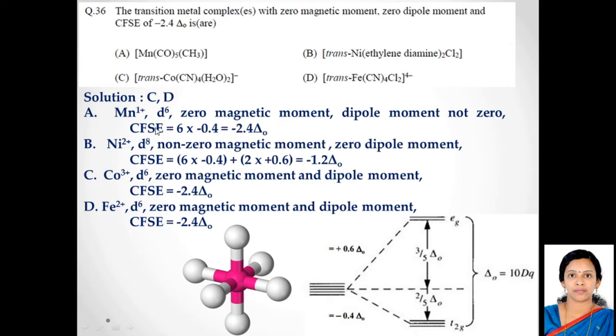So that is also okay. The crystal field stabilization energy is 2.4. The magnetic moment is 0, but the dipole moment is not 0. So this is out of our options. Let's look at option B now.